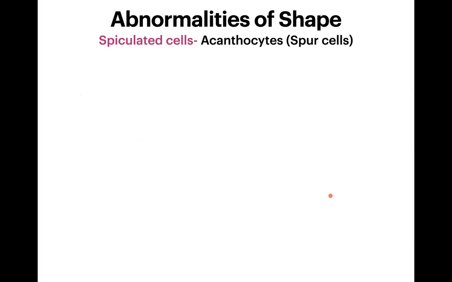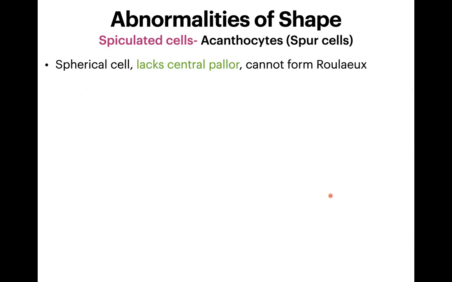The third spiculated cell is the acanthocyte. It is also called spur cell. Please try to call them acanthocytes only, because there are guidelines for that, using a standardized nomenclature. So call them acanthocytes only, but sometimes they are called spur cells also. There are a lot of names for acanthocytes, to be honest. So these are spherical cells that lack central pallor. And because they are spherical, they will not form rouleaux.